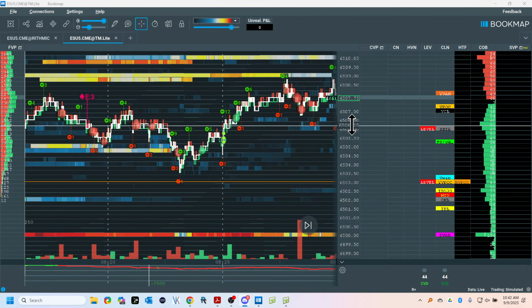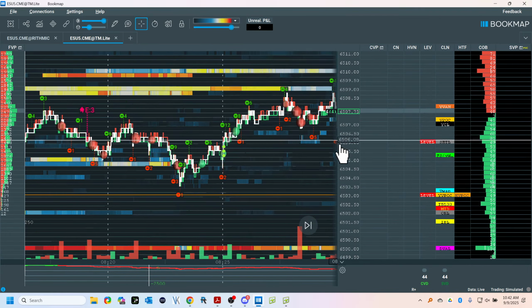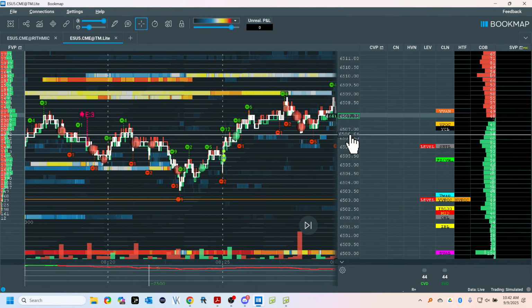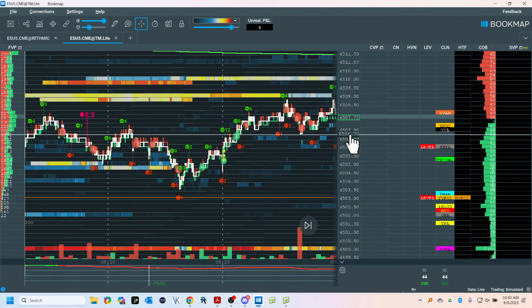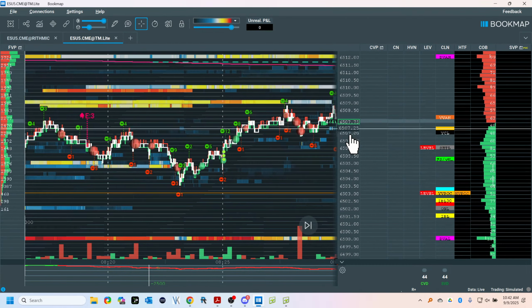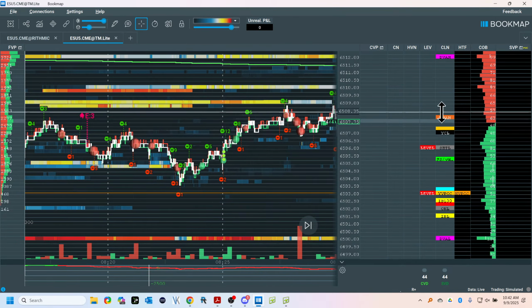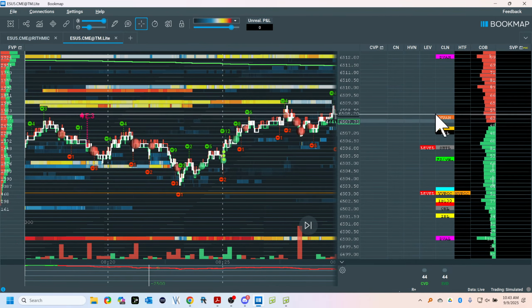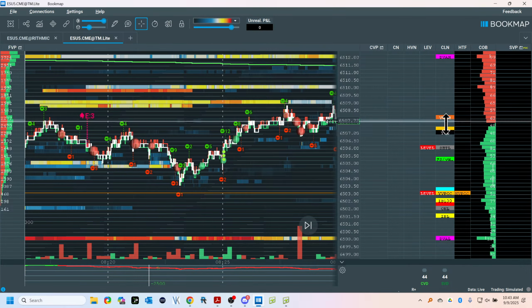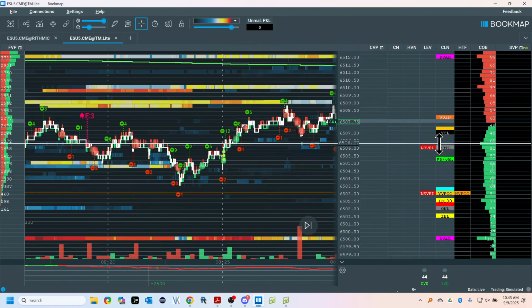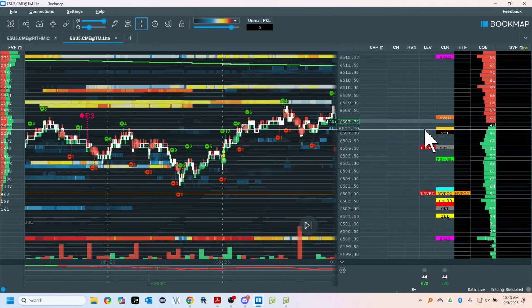Remember, this is trading. This is not predictive. It's like, maybe they'll do this, maybe they'll do that. I don't know. Value area high is here. So we're opening in range, in value, and slightly higher.